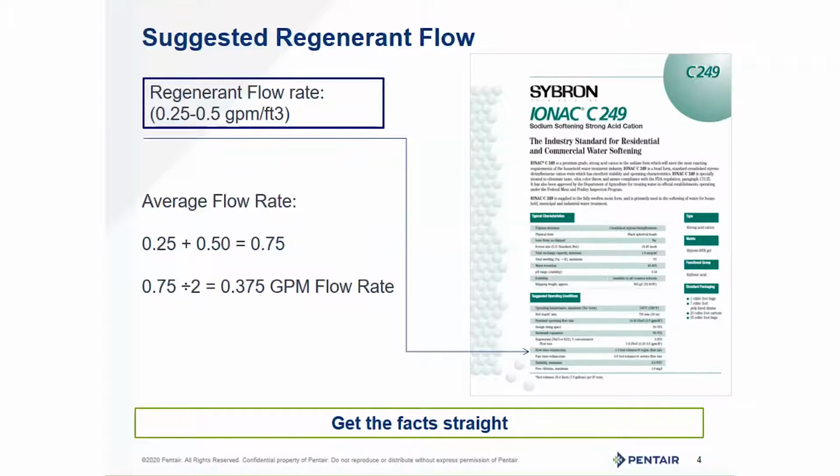So we're going to take that average flow. Yes, I know, strictly from a math sense, we should be doing integral calculus over this range to get the exact median. We're not going that deep. We're just going to take an average of the recommended regenerant flows and split for the middle. So 0.25 plus 0.5 is equal to 0.75, divided by 2, 0.375 gallon per minute flow rate is right in the middle for our injector total flow. So get the information right and you'll have success.